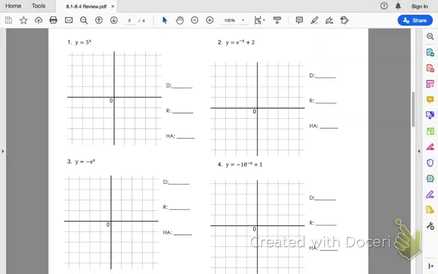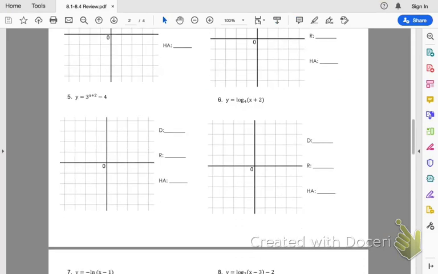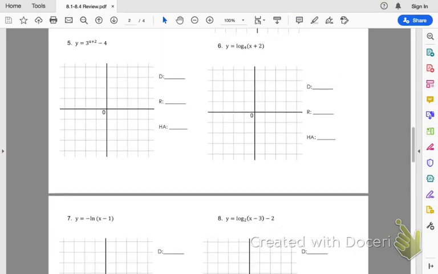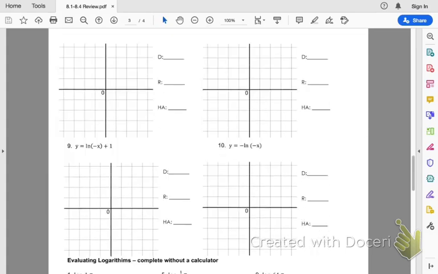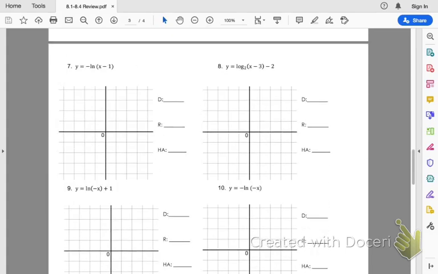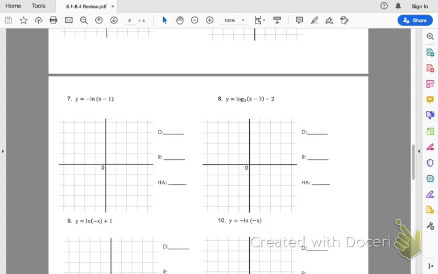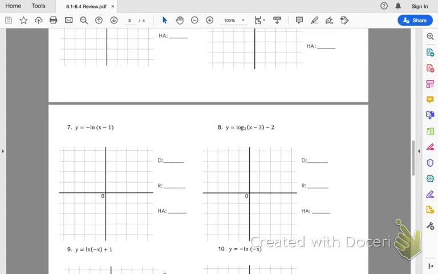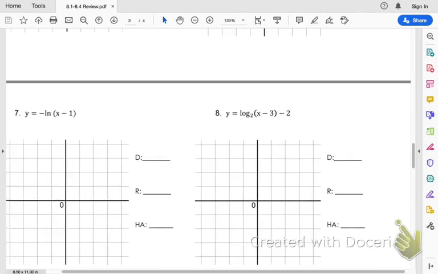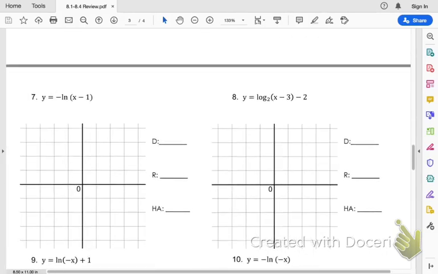Okay, let's look at the logarithmic graphs. So there's number 6, 7, 8, 9, 10. I'll do number 7, because that one has a negative, but it's in front of the natural log. So natural logs are the same kind of thing. There is no difference in how you graph it. But remember that the original now goes through 1, 0, and it looks like that.